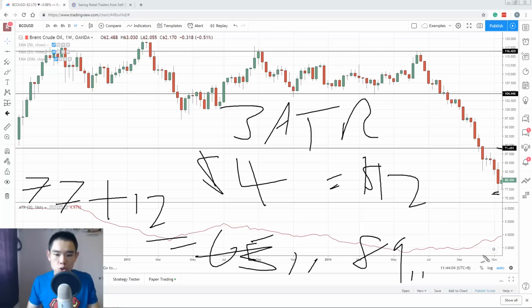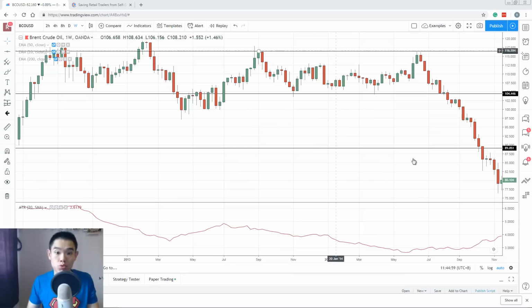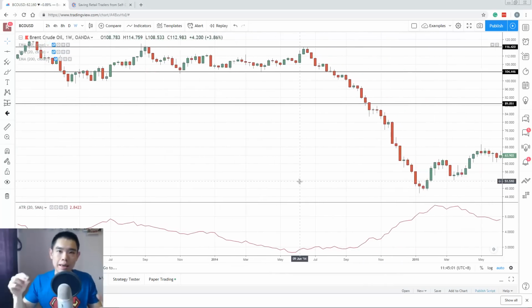So this is how you can actually use the ATR indicator to trail your stop loss. It's a volatility-based stop loss, so this takes into consideration the current volatility of the market. If volatility expands, the trailing stop loss will accommodate it accordingly.